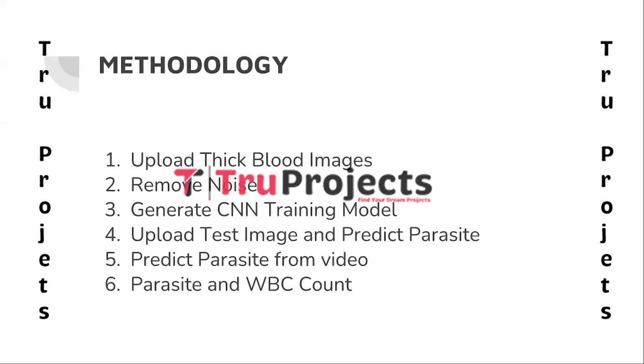And the fifth module is predict the parasite from video. In this step, a video is uploaded to the system. The trained CNN model is then applied to this video to predict whether or not it contains the malaria parasite. The model analyzes the video based on the patterns and features it has learned during the training phase. The output of this step provides the information about the presence or absence of the parasite in the video.